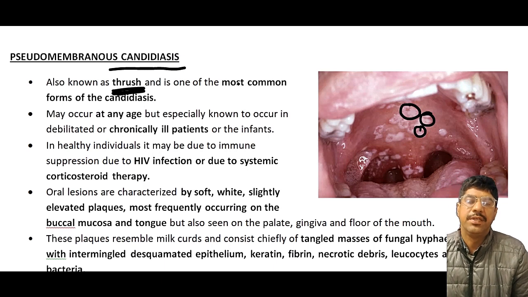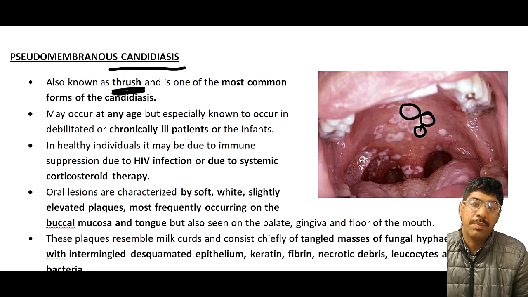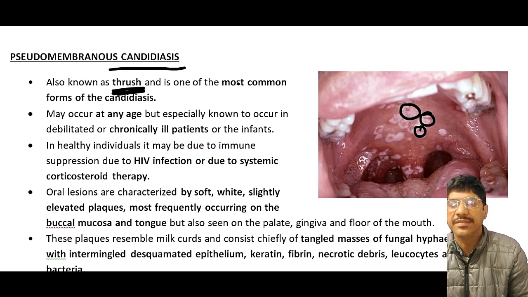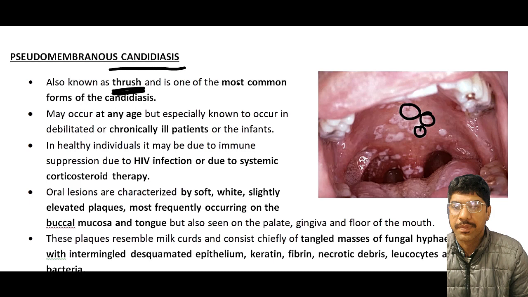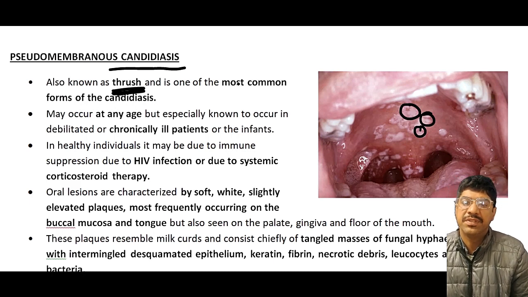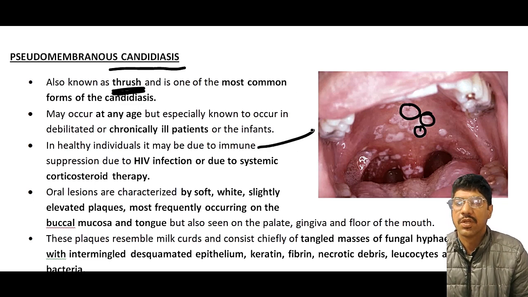The answer is pseudomembranous candidiasis. This condition can happen at any age, but it occurs more in people who are very weak due to illness or who are chronically unwell. It can also occur in babies. So it might be a sign of a weakened immune system, especially in HIV patients.